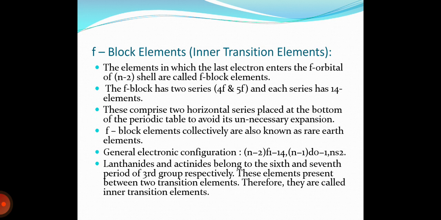The general electron configuration is (n-2)f1 to 14, (n-1)d0 to 1 and ns2. The lanthanoids and actinoids belong to the 6th and 7th period of the third group respectively. These elements are present between two transition elements. Therefore, they are called inner transition elements.